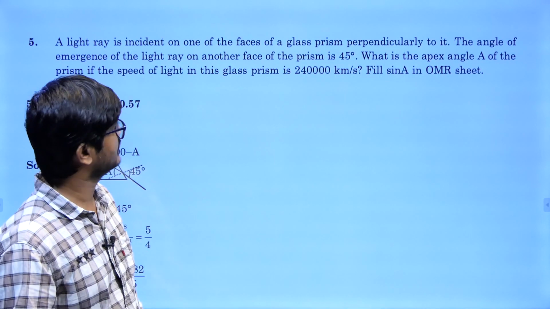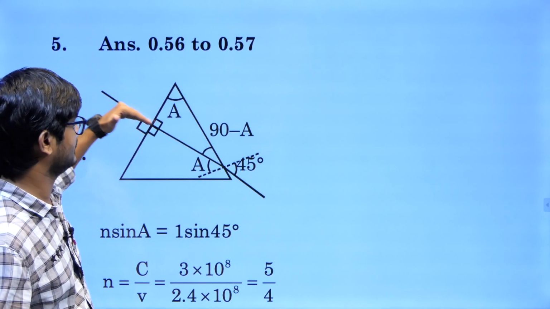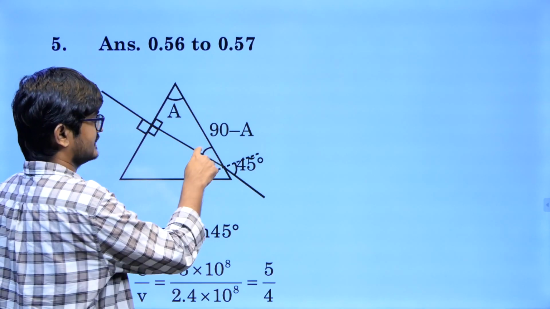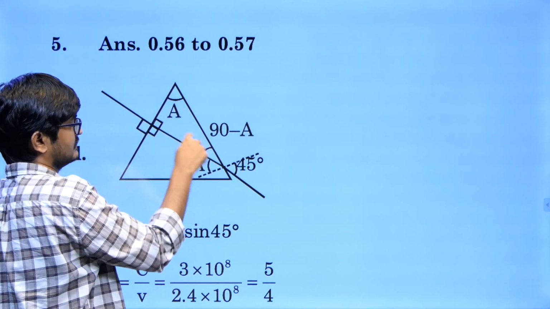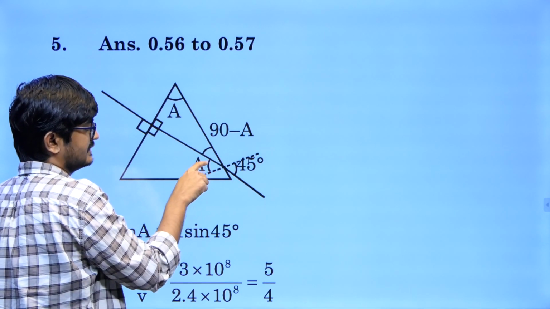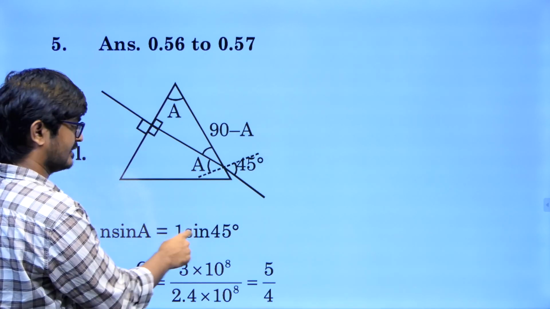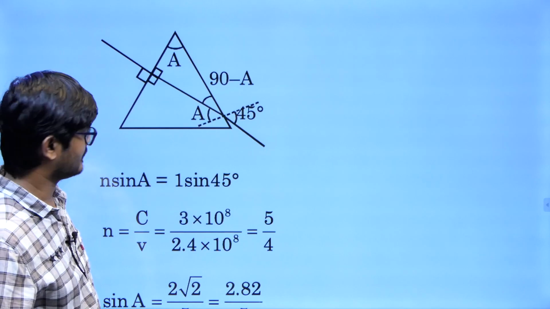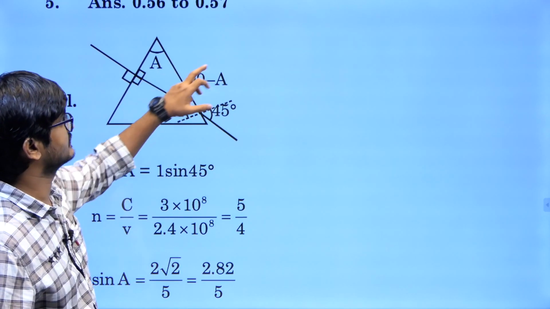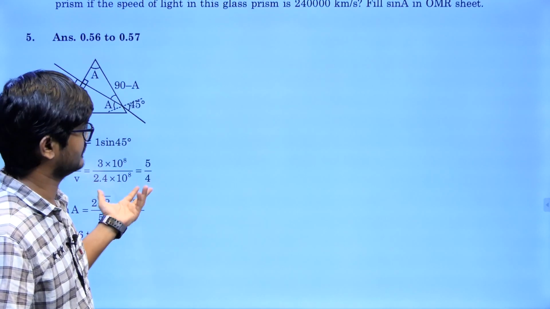So the next question goes like, you are sending a ray perpendicularly. When you send a ray perpendicularly, what will happen? It will go as it is. Now you need to find what this angle is. So this is A, this is 90. So this will be 90 minus A by looking at this triangle. If this is 90 minus A, if you drop a perpendicular, this angle will turn out to be A. So you can apply Snell's law, which will be n sin A equal to 1 sin 45. Apart from that, they have given how to find the refractive index from the question, that is, speed is given. So you can find the refractive index and you can get everything.